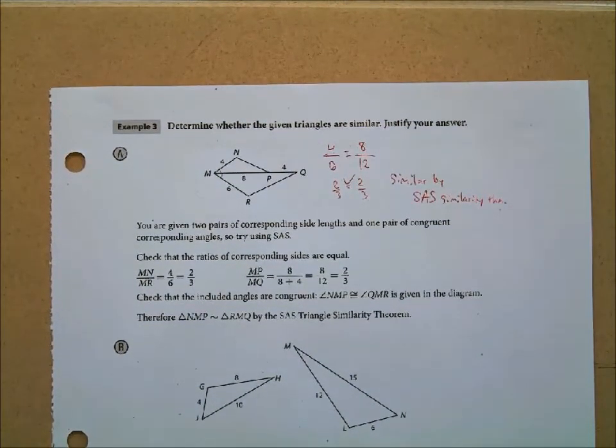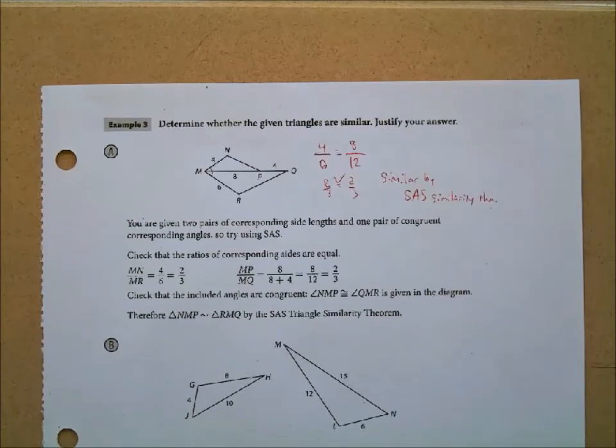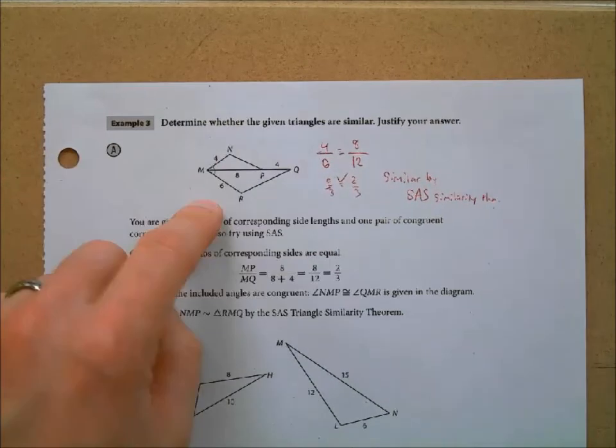All right. So again, it's a little bit tricky, right? Because we've got the triangles put together there, so you want to be careful that you match corresponding pieces. The 4 matches to the 6. The 8 matches to the 12.